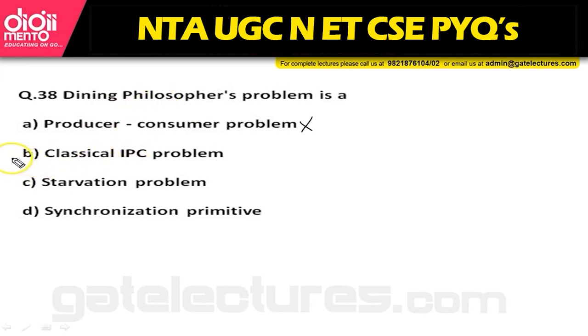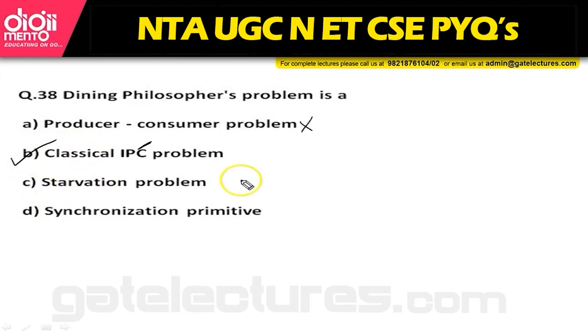Yes, this is a classical IPC problem. It is actually a communication problem. IPC is the inter-process communication problem, where several processes are running concurrently and only one process can enter into the critical section. So the dining philosopher's problem gives a solution for how processes, when there are limited resources, can manage to get into the critical section one by one. So B is the right option here.